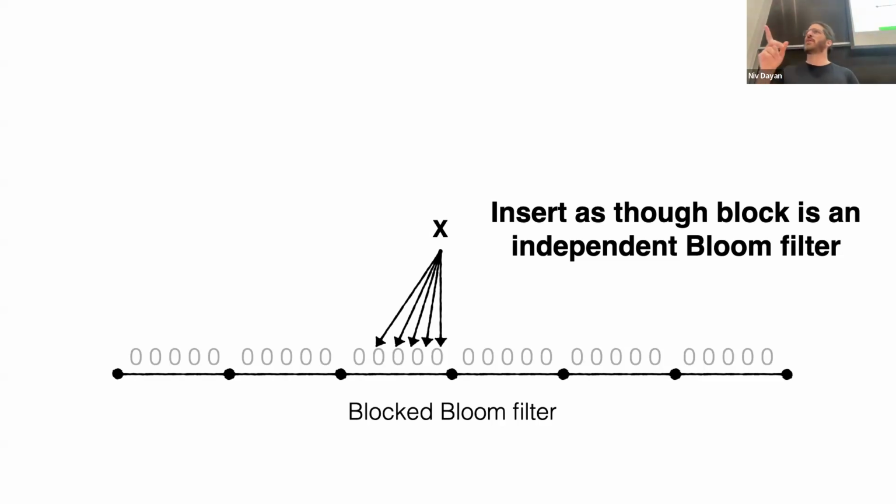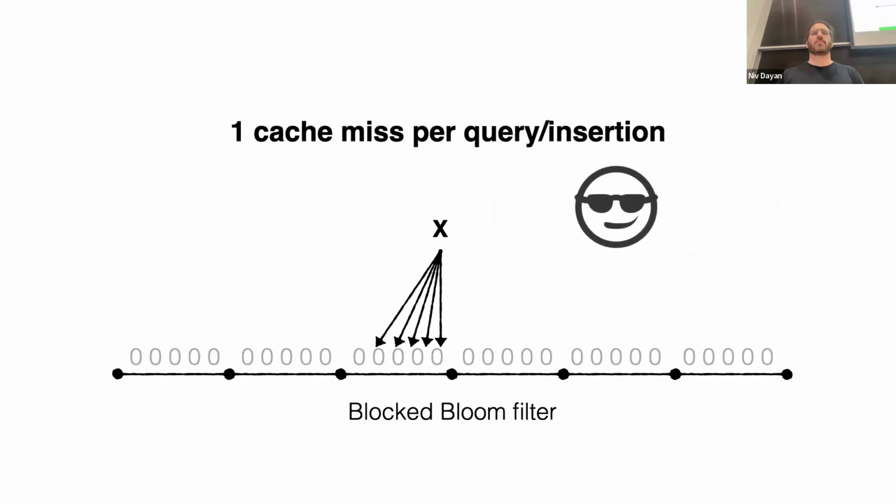In some sense, yes. Although, if you want, you can also derive a big hash up front and then use different bits from that hash to do all you need to do. Okay, so this gives me one cache miss for query and insertion.